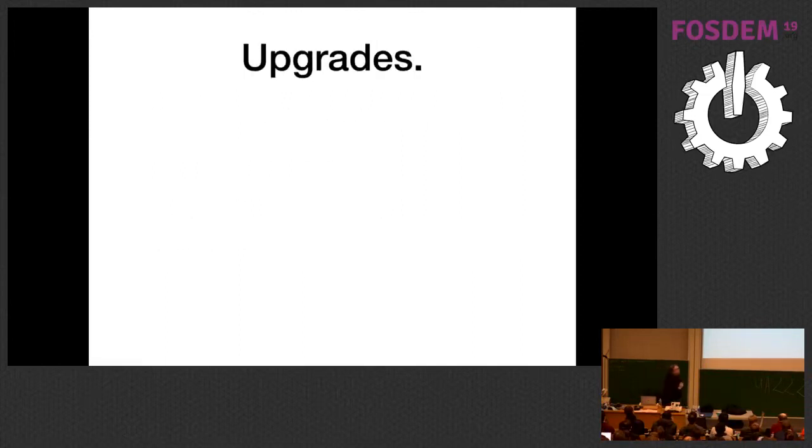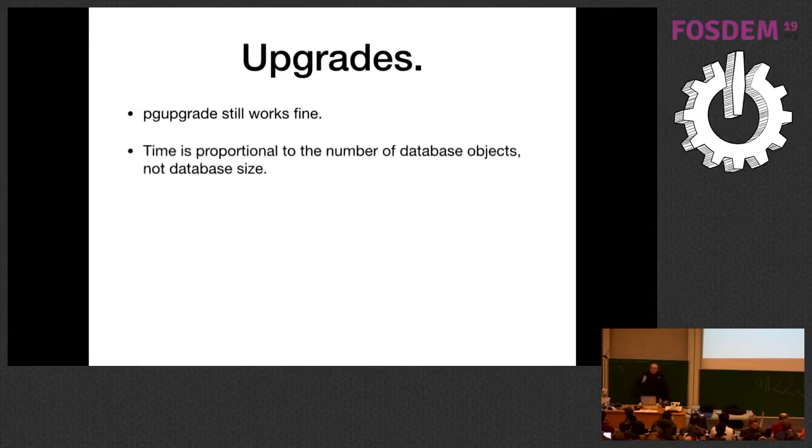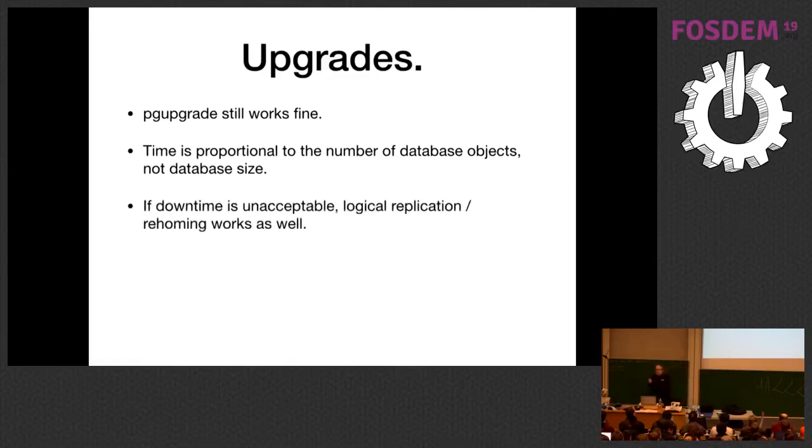Okay, upgrading a bigger database. pg_upgrade, as long as you put in the underscore, still works fine. Because with pg_upgrade, the time is proportional to the number of database objects, not the database size, if you're running in link mode. So just be prepared for that, though. If you have one of these 25,000 table schemas, that will still take a while. If that's not acceptable, consider a logical replication-based upgrade, where you fire up a new instance, do logical replication to it, and then do a quick cutover at the end.